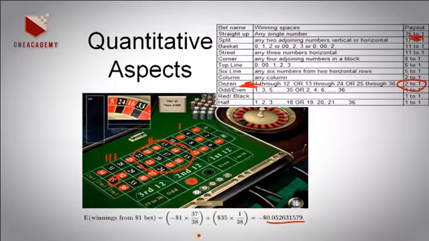So what does negative expected value mean? It basically means that this is a losing proposition. On average, we're losing. This is what negative expected value means.